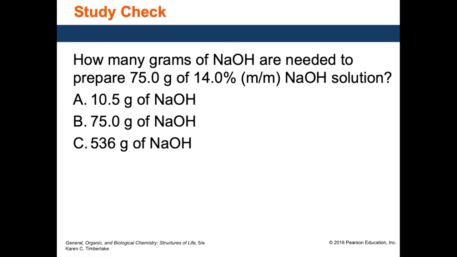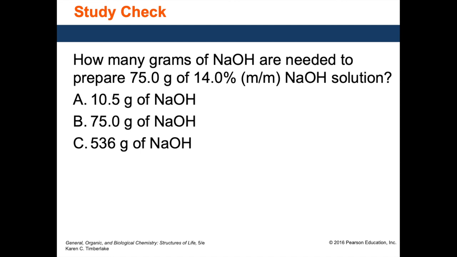How many grams of sodium hydroxide are needed to prepare 75 grams of 14% sodium hydroxide? So first look at that 14% m/m and ask yourself, what conversion factors can I get from that? What's that telling me about this sodium hydroxide solution? Well, if it's by mass, that means that there's 14 grams of sodium hydroxide per 100 grams of solution. Or vice versa, right? It's 100 grams of solution for every 14 grams of sodium hydroxide.